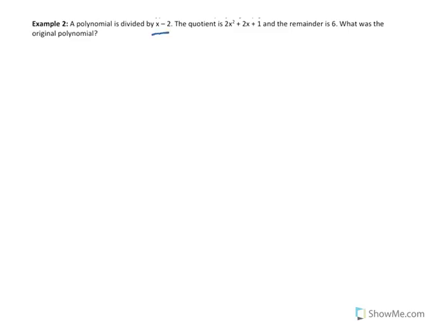Okay, example 2. A polynomial is divided by x minus 2. And the quotient is 2x squared plus 2x plus 1, and a remainder of 6. So we're going to work backwards. So first of all, I'm going to plug this in. So it's a 2 there, the opposite. And then we have a remainder of 6, 1, 2x, and 2x cubed.